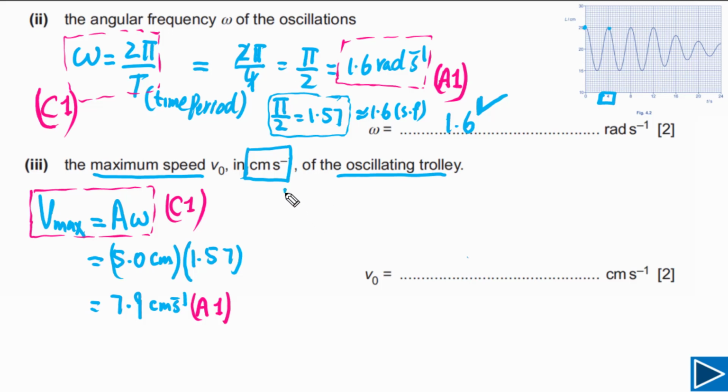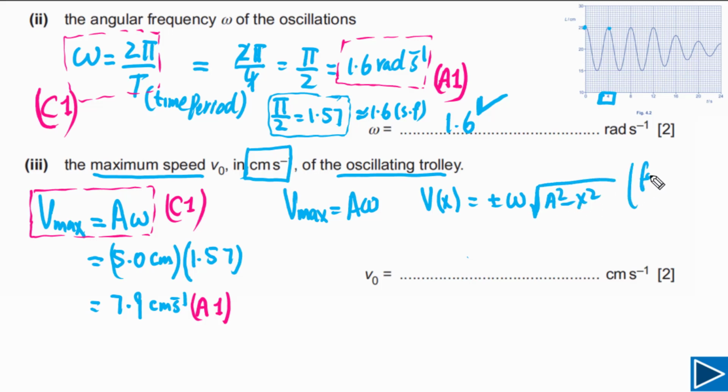Let's try to understand how we got this formula. Meaning, how do we know that Vmax is equal to A times omega? In the formula list, you can find V as a function of X. This is equal to plus minus omega times the square root of A square minus X square, and this is given in the formula list. On the third page you can find this formula.